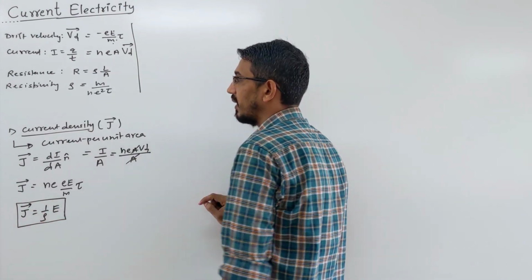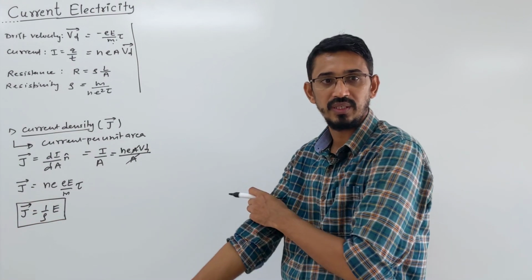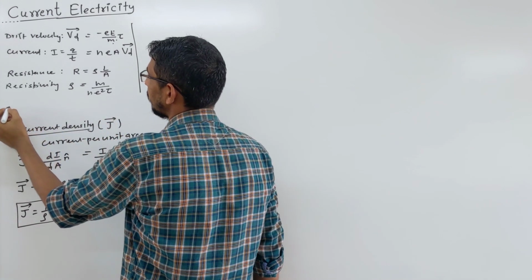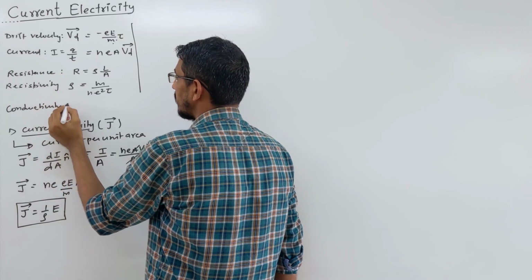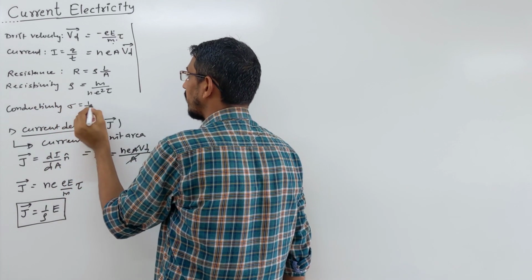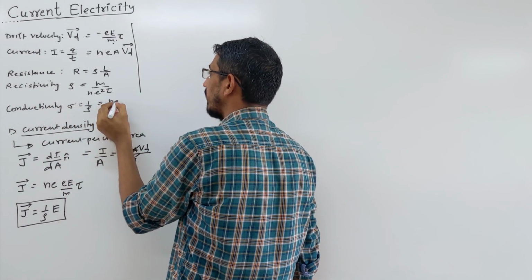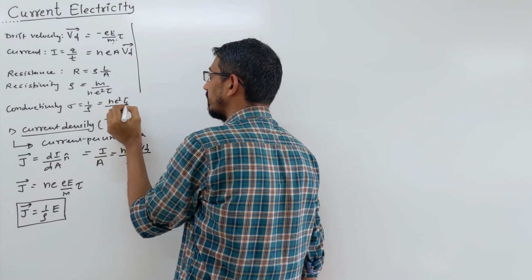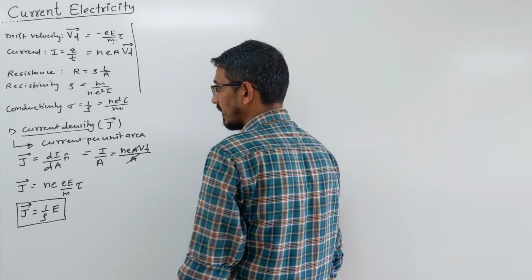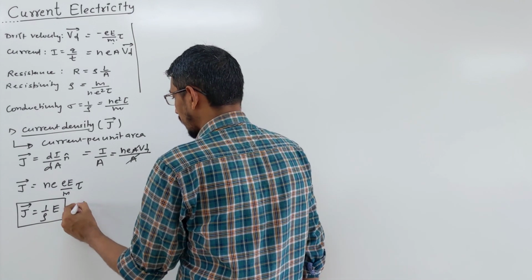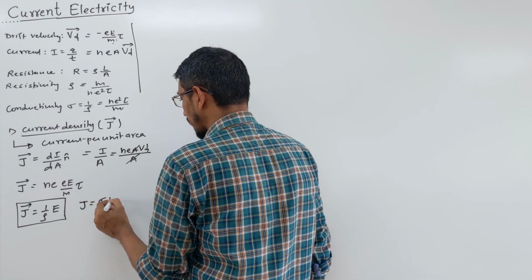This is resistivity, and the opposite of resistivity is called what? Conductivity, right? I can write it here itself, conductivity. We call it sigma, which is 1 by rho. So if you want to write the formula, n e square tau by m. The opposite of resistivity is called conductivity, right? Yes. So watch carefully, J, or you can write J equals sigma E.